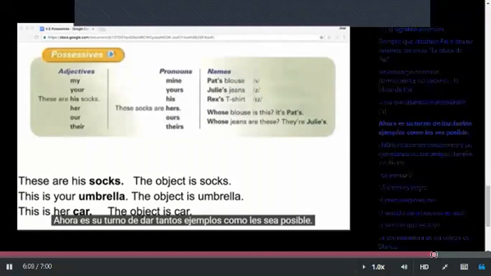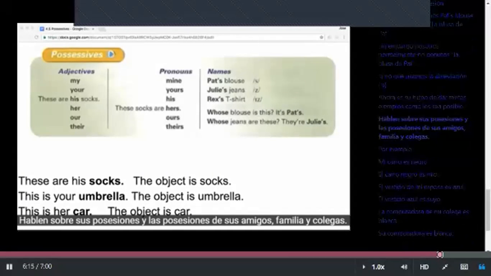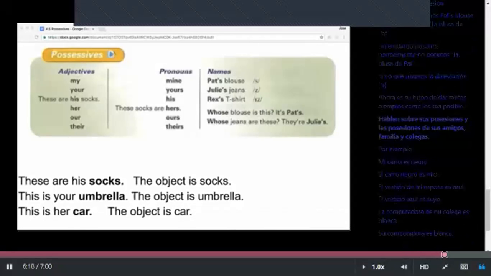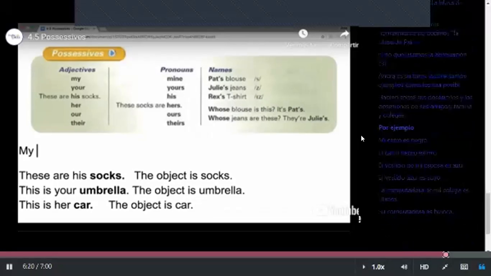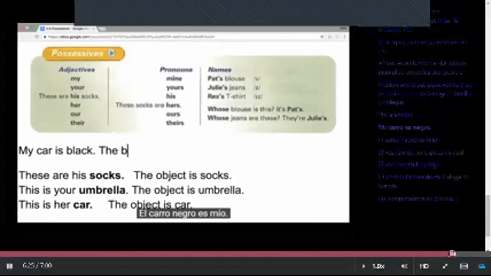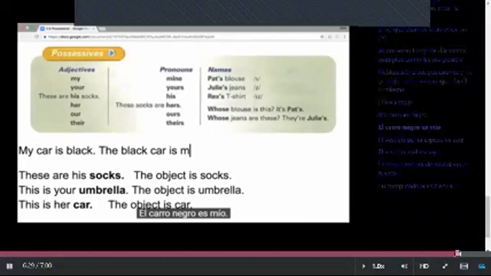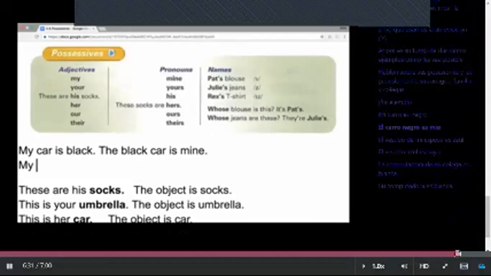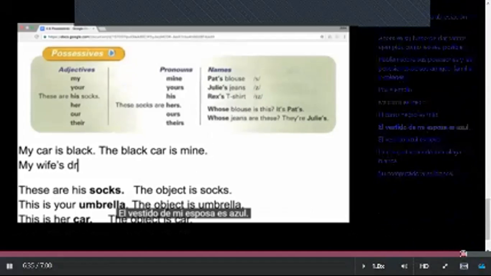Now it's your turn to give as many examples as possible. Talk about your possessions and the possessions of your friends, relatives, and coworkers. For example, my car is black. The black car is mine. My wife's dress is blue. The blue dress is hers. My co-workers.